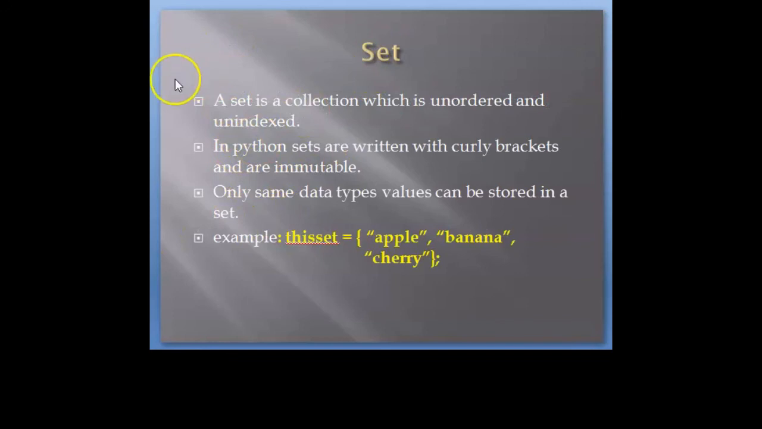Now moving on to the next after dictionary, this is set. This is also important. A set is a collection which is unordered and unindexed. In Python, sets are written with curly braces, just like a dictionary. But there is a limitation in set that we can only store the same data type. If we have made this set, then we can store only strings here. Apple, banana and cherry, all three are strings, as you can see, all written in double quotes.